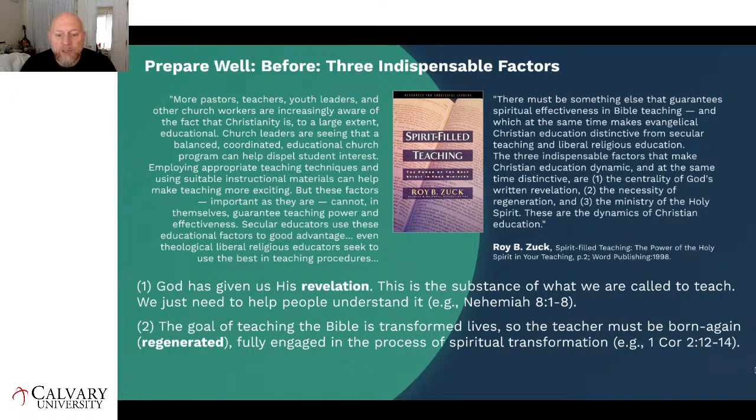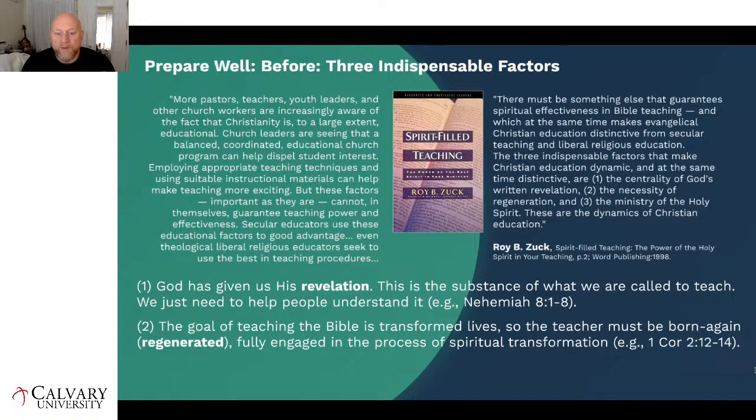Number 2, the goal of teaching the Bible is transformed lives. So the teacher must be born again, regenerated, in other words. This is what Dr. Zook means by the necessity of regeneration. The teacher must be born again, and fully engaged in the process of spiritual transformation. Okay, it may go without saying that the teacher of the Bible needs to be regenerated, but there are many people out there who are not saved, most likely. People who say that they don't believe that Jesus is God, they don't believe that Jesus' death paid for our sins. So they say many things that indicate that they don't really believe, and most likely because of that aren't saved.